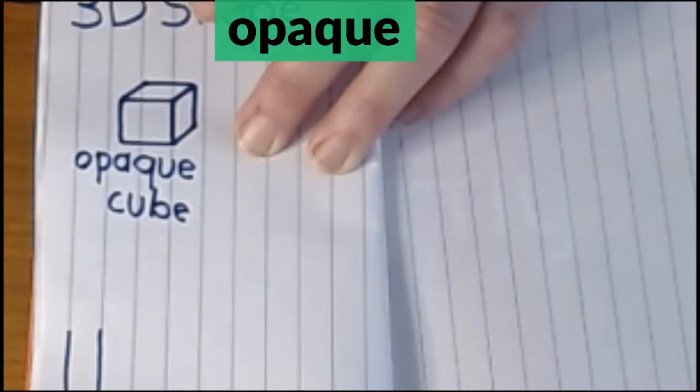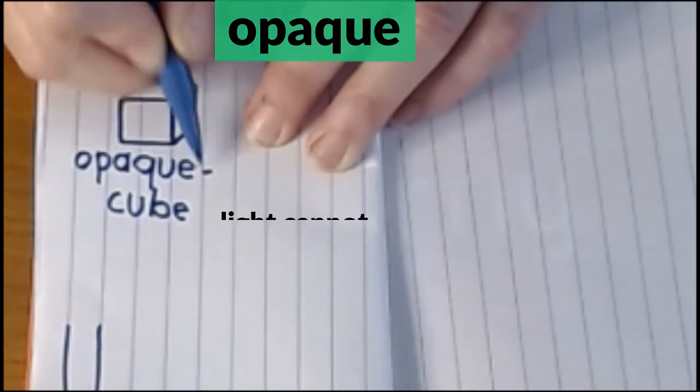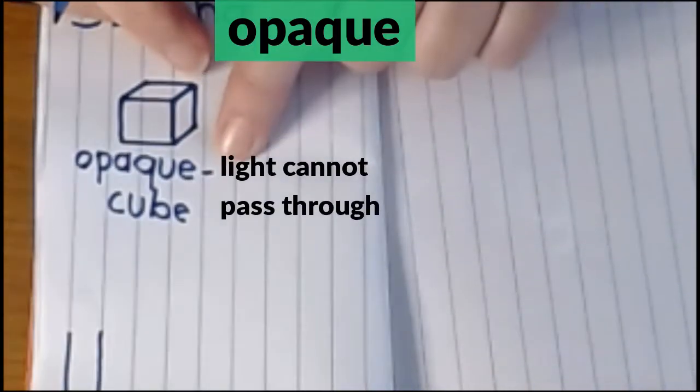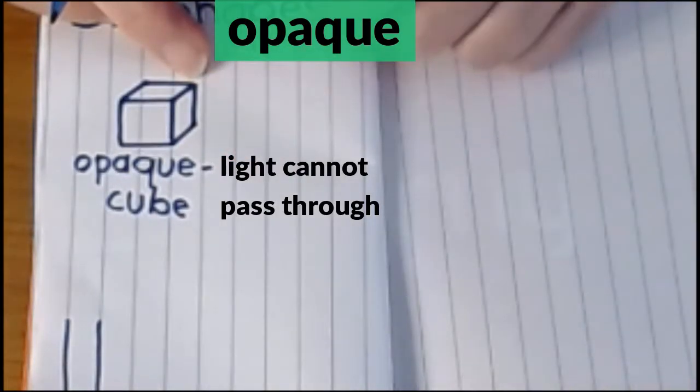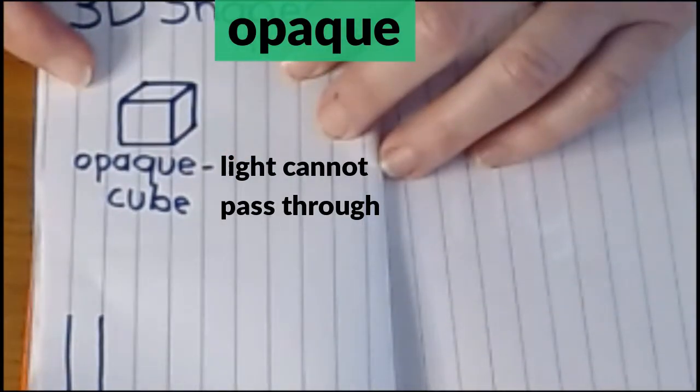Okay, opaque means light does not pass through it. Like you can't see through the walls. That's opaque. There's no light passing through it. So make sure we define that right here. Light cannot pass through it.